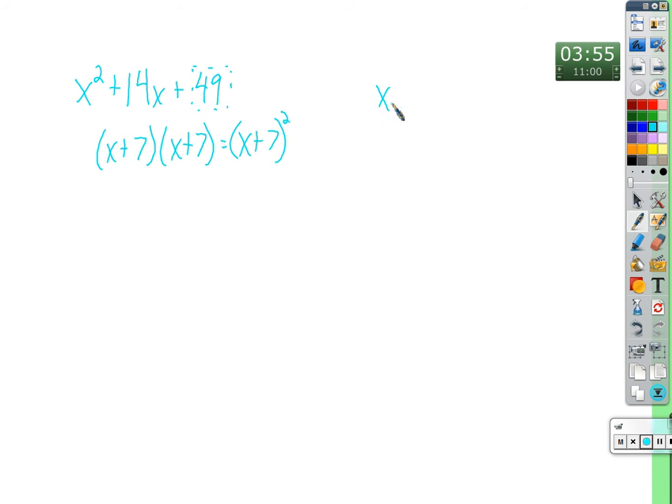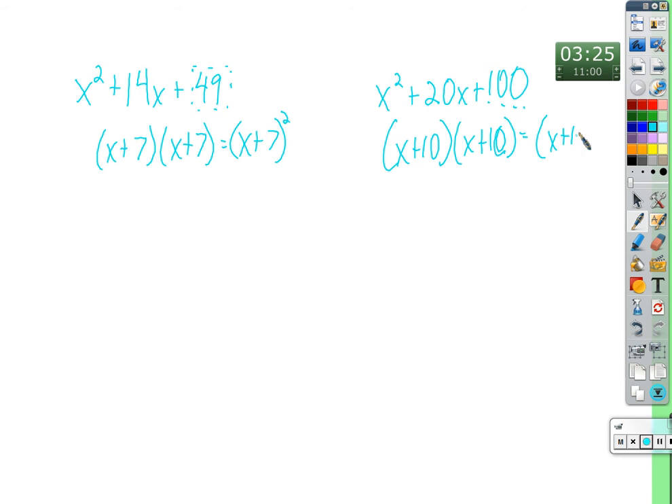Somebody other than Derek this time? x squared plus 20x plus what constant would you add on that would cause it to factor as a perfect square? Tyler? 100. Great job. x plus 10 squared. And we'll do one more. Somebody other than Derek, somebody other than Tyler. x squared plus 22x.